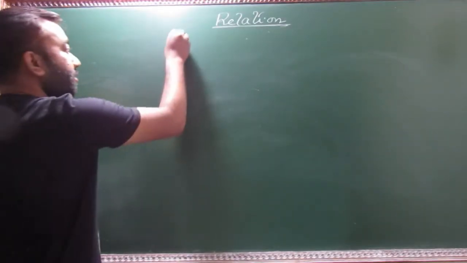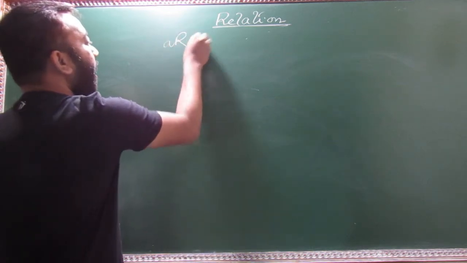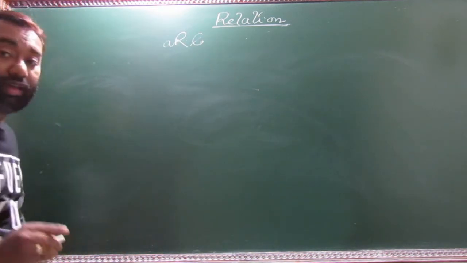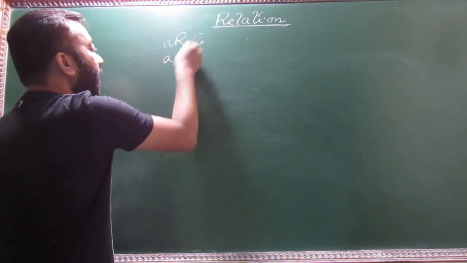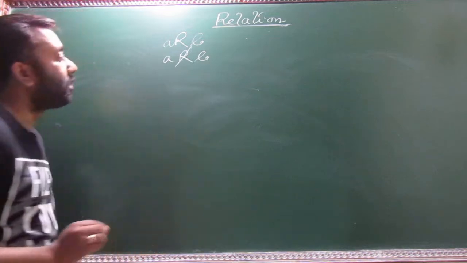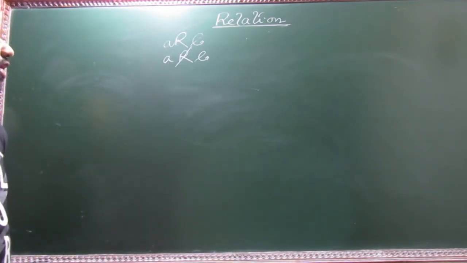Now, a relation is denoted by R. If I write A R B, that means A has a relation with B. If I write A R-cross B, that means A has no relation with B. Done? That is called a relation. Now, so many types of relations are there.